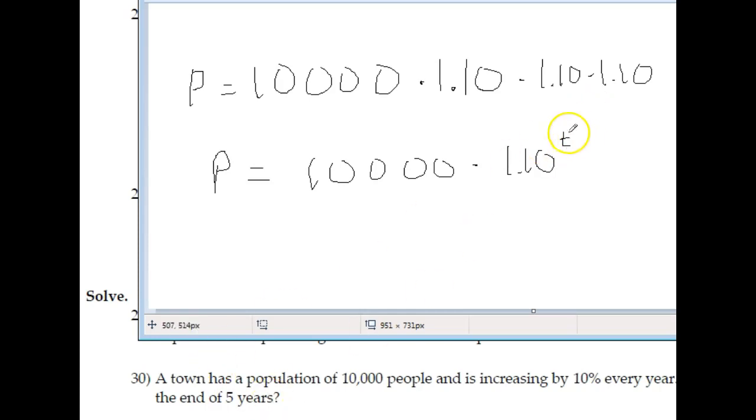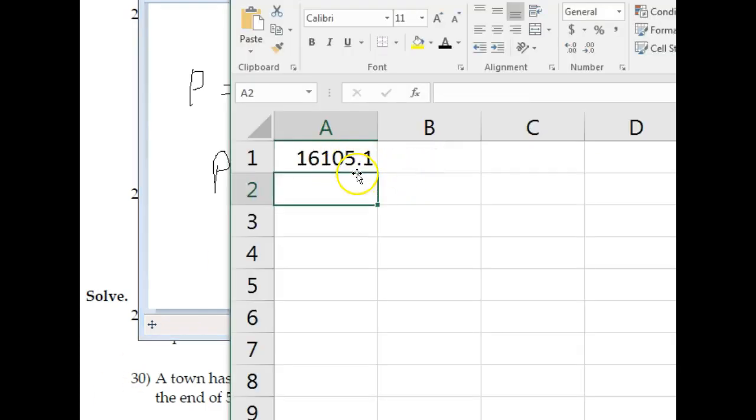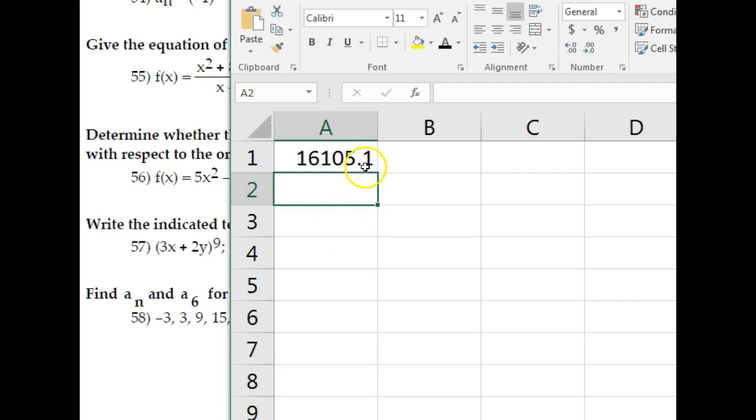So after 5 years, you're just plugging a 5 up there in the exponent and then calculating 1.10 to the 5th and multiplying that by 10,000. So doing that here in Excel, this would be the population of the town after 5 years. We can't have a decimal of a person, so we would round that down to the closest number, 16,105.